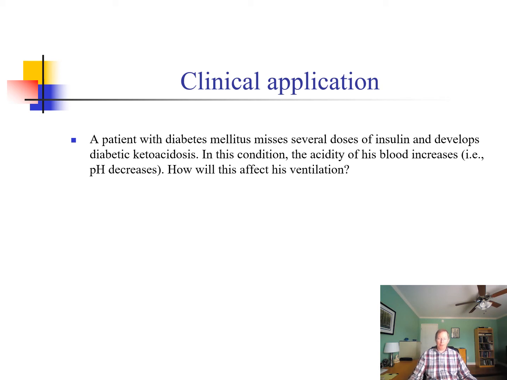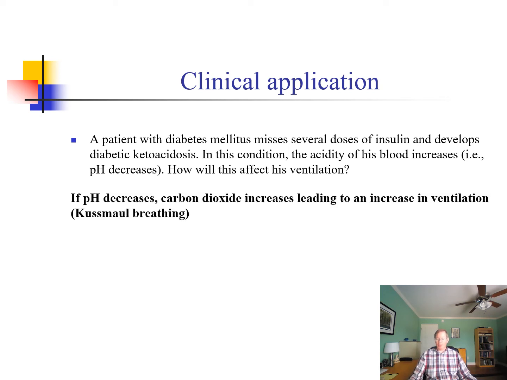So you have to remember that as the pH decreases, that means that the carbon dioxide is going to increase. And that's going to lead to an increase in ventilation because one of the sensors in my brain is going to say, oh, I have a decrease in pH, an increase in CO2. I'm going to ventilate that to get it off. And in fact, this was discovered by a physician, and it goes by a certain name called Kussmaul breathing, which is rapid and very deep breathing. And you'll see this in people in diabetic ketoacidosis.